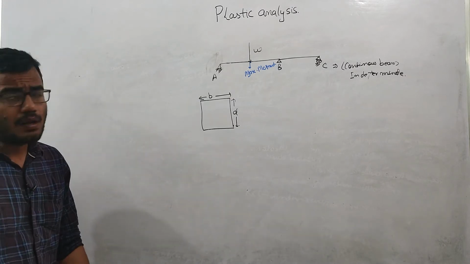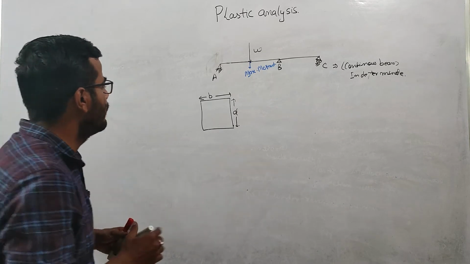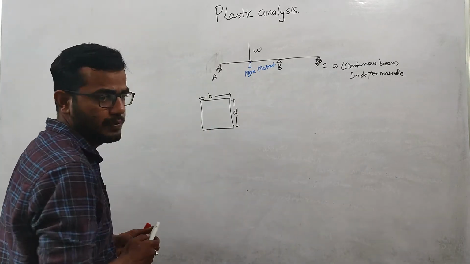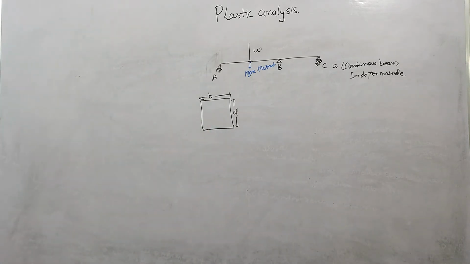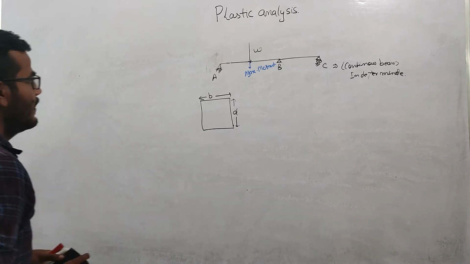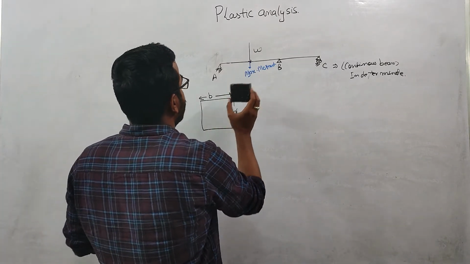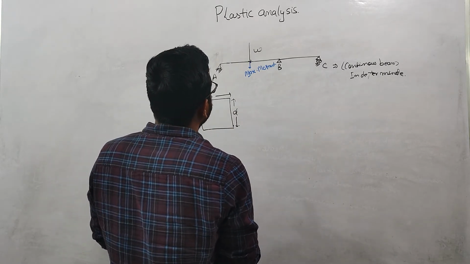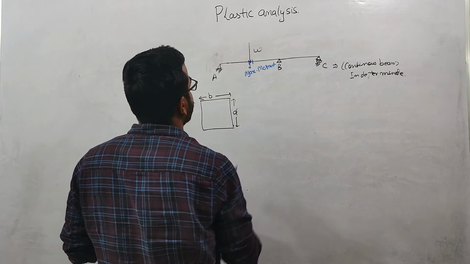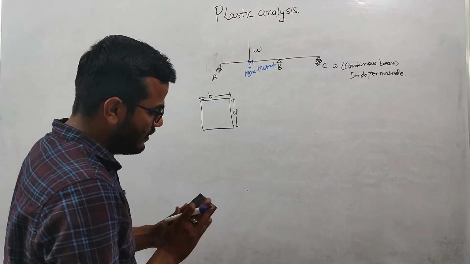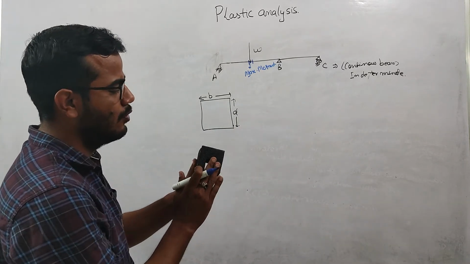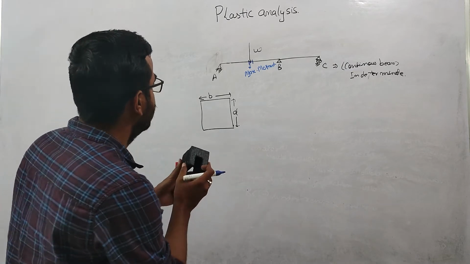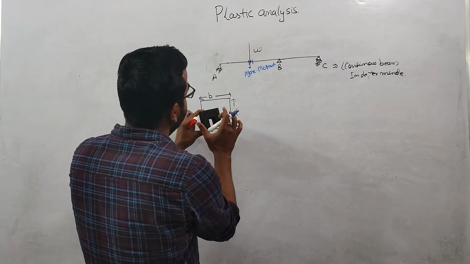So now if I take the cross section of this beam, let us suppose this is the beam. We took one section at this point, and if you look at the cross section, it will look like this. This is a little bit hollow, but that is not the case. This is the rectangular portion, basically B into D.